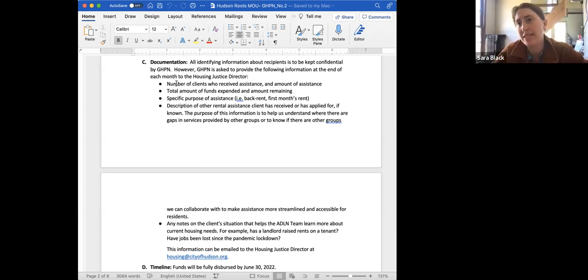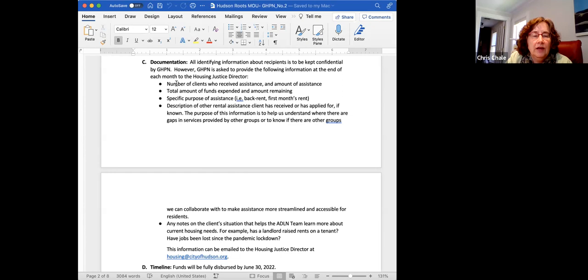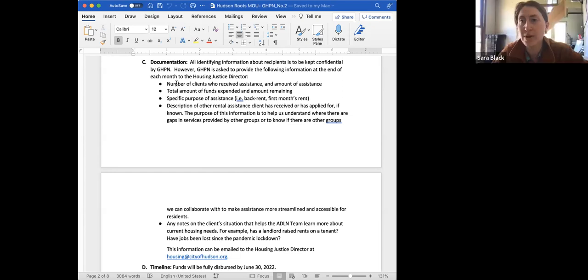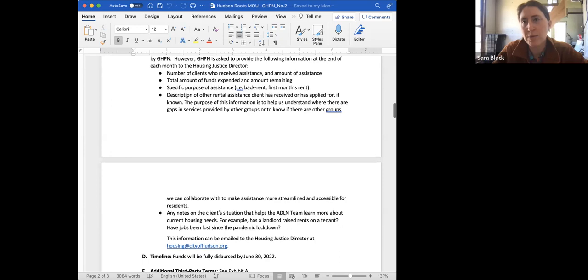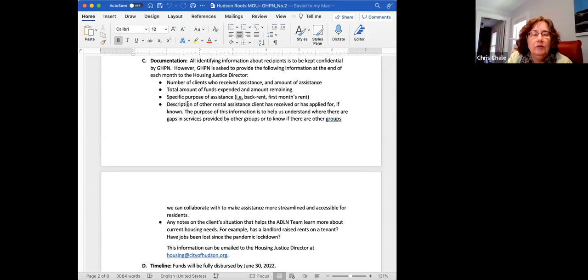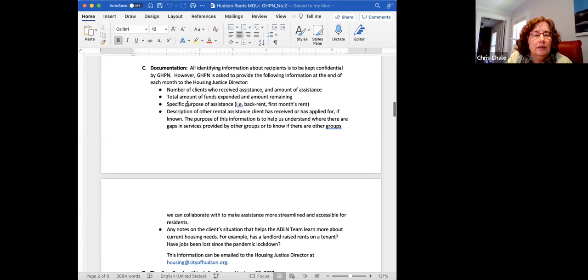Well, it is the same as the previous MOU that we had, the one with St. Catherine's. No, the one with Greater Hudson Promise Neighborhoods from the previous grant. I don't think I saw that. No, I don't think you did either. That was before we hired you. Well, we did the MOU for St. Catherine's, but, right.